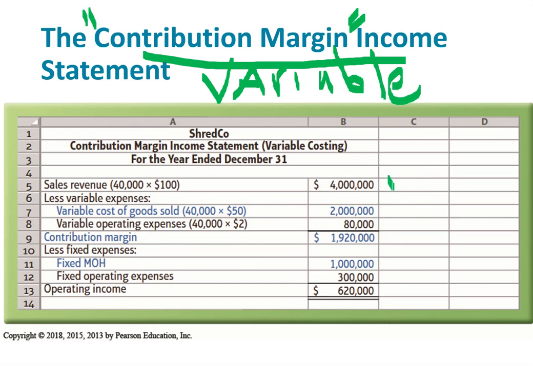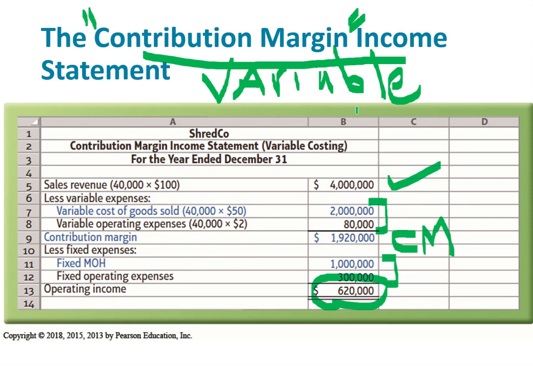So again, sales, and now we're just going to subtract out the variable cost. So it's sales minus variable cost gives you this contribution margin. And what does that mean? It's the amount that contributes to the fixed costs and the rest contributes to the operating income. Minus the fixed costs gives your operating income.